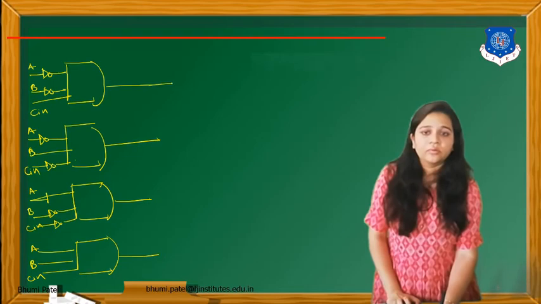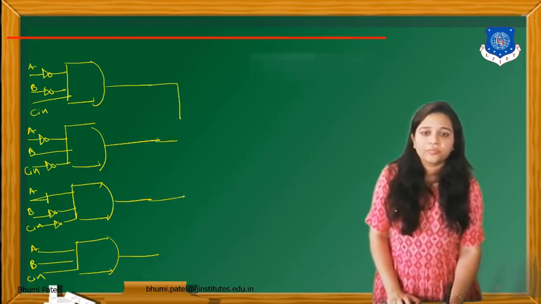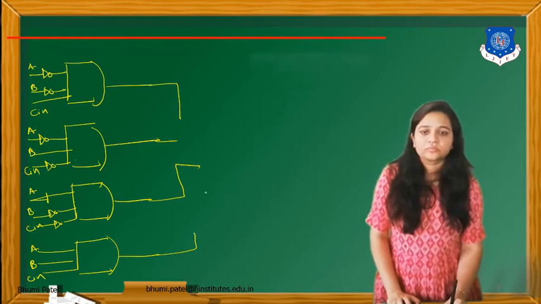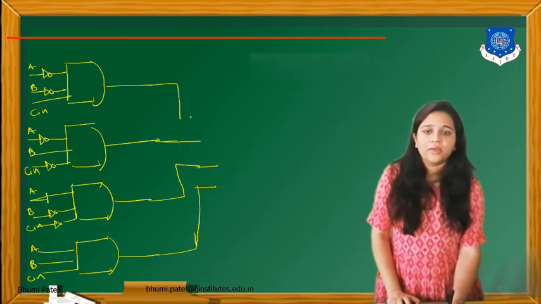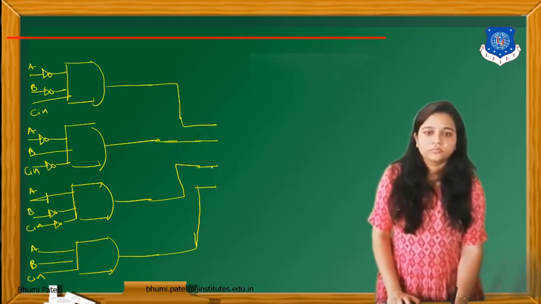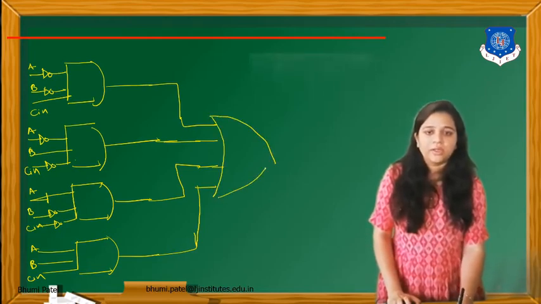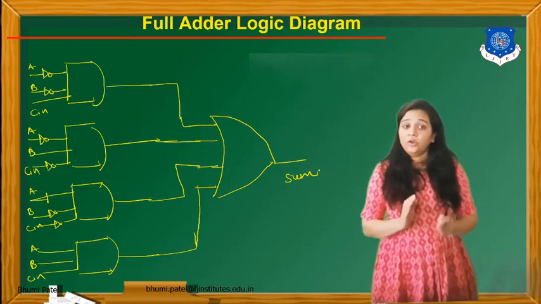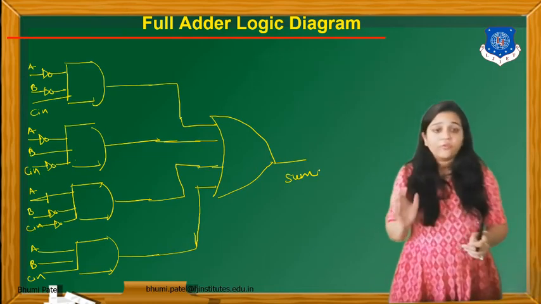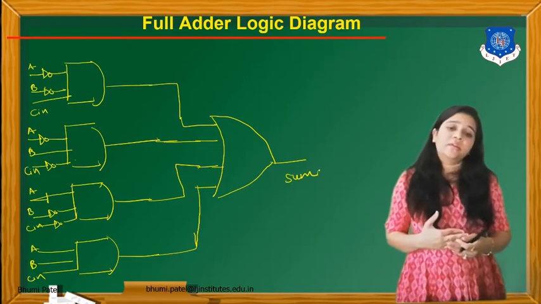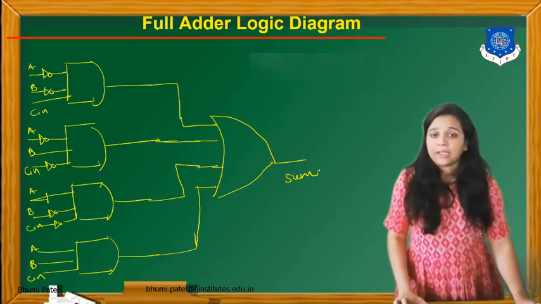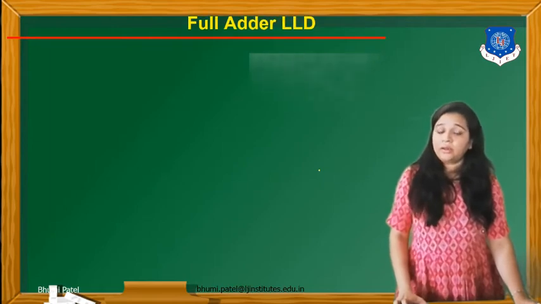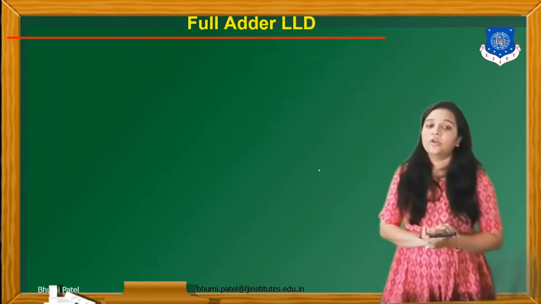Okay, and we can add these 4 inputs using the OR gate. And the output of the OR gate is sum. Okay, so this is the logic diagram for the full adder for the particular sum. Same method will be applied to draw for the carry. Okay. Now our main target is we have to draw the ladder logic diagram.